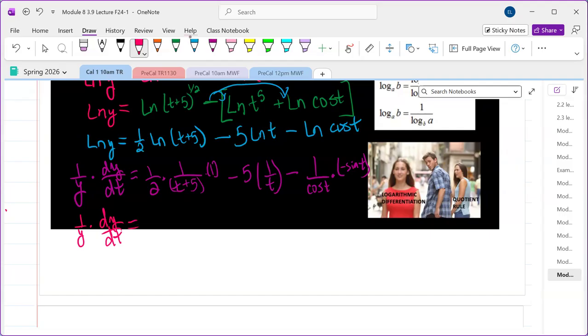So this 1/2 times the t plus 5, I'm going to distribute that 2 through, so that is 1 over 2t plus 10. This becomes minus 5 over t. Then this minus negative becomes plus, and sine over cosine is actually tangent.